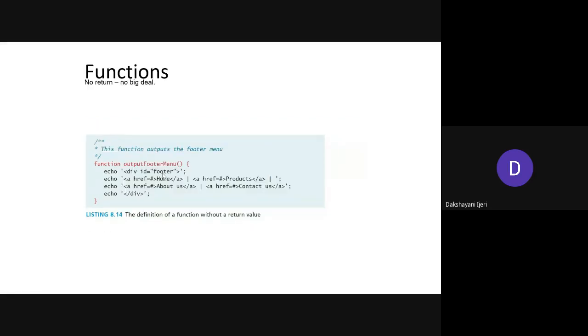Okay, so this is one more example. The function output or menu, which again does not have any parameters. The rest of the body is the print statements with the HTML parts to be executed here. Okay.